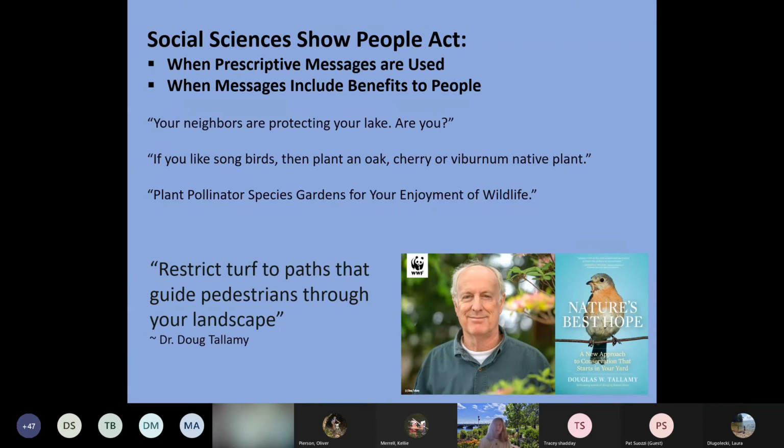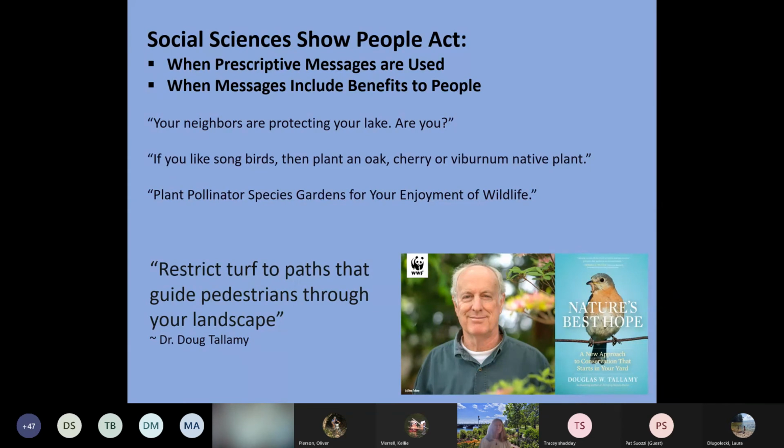We also know there's a lot of research on social sciences, and the University of Wisconsin has put out a really nice summary of social sciences for shorelands and what gets shoreline owners to plant more vegetation along the shore. It's a great list of resources and publications. But basically they've sort of narrowed it down that prescriptive messages are very important when you're trying to get people to take action, and messages that include the benefits to people.